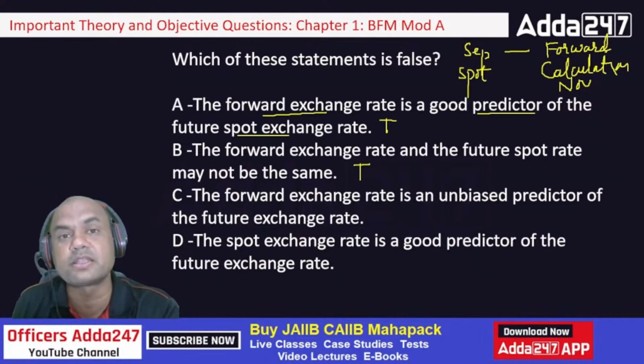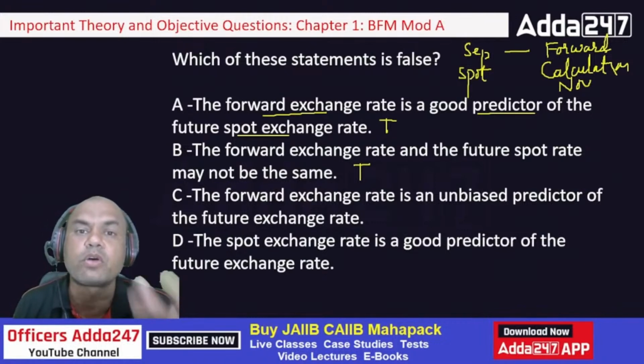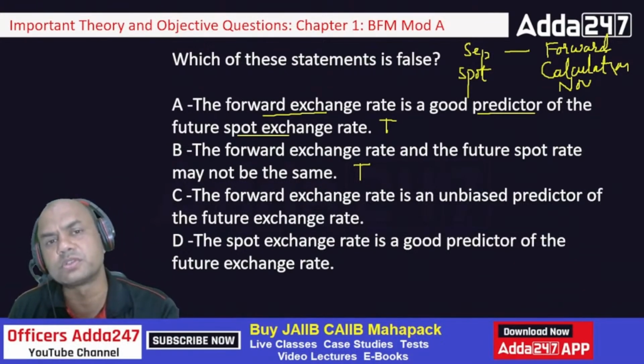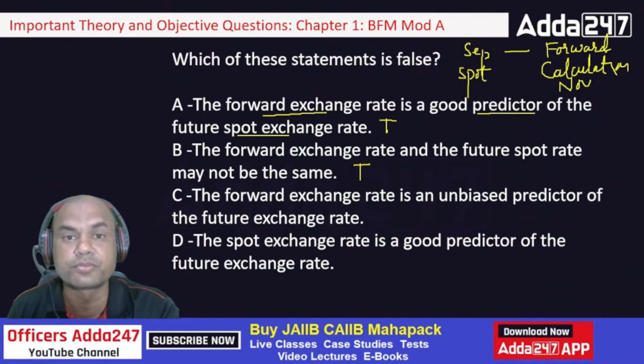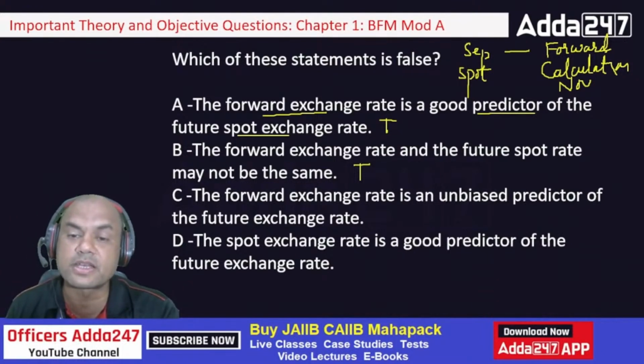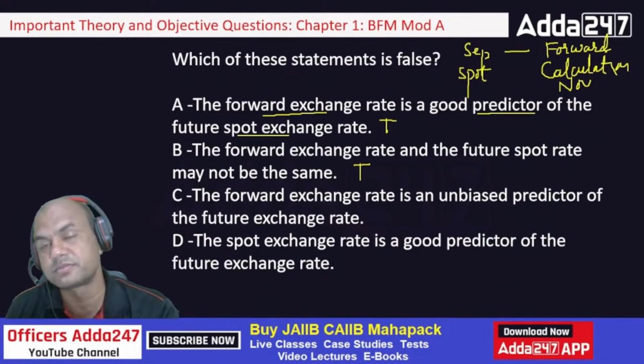It can happen that something might happen between September and November, if there is a huge war between Russia and Ukraine. War goes on. So in that case, the rates will be totally different than my calculations. So may not be the same, that is also true.